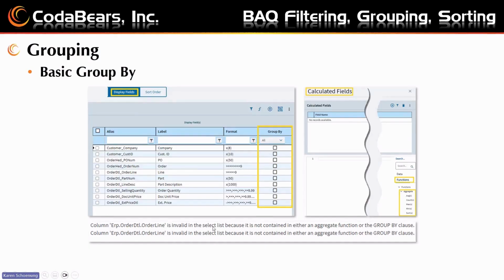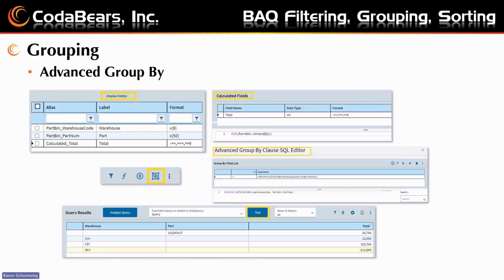The column is invalid because it's not contained in either an aggregate function or the group by clause. Most of the time you're going to group more in the subqueries and not at the top level, but it is possible in both areas. So next we'll talk about grouping using the advanced group by.